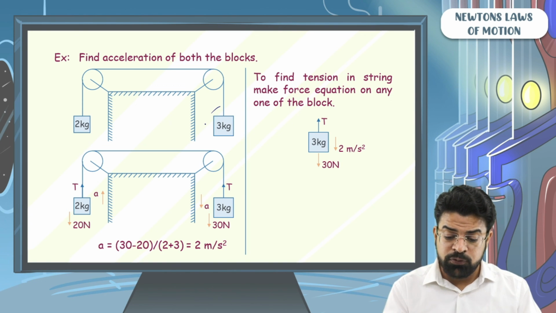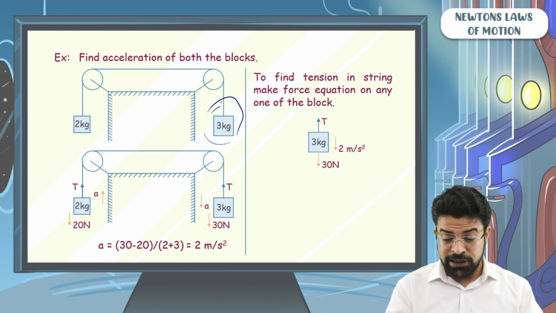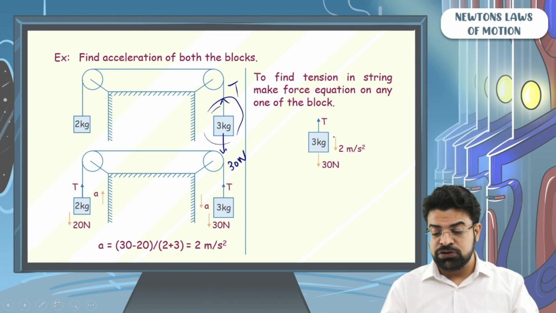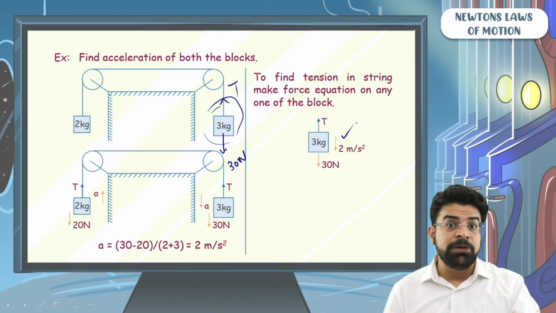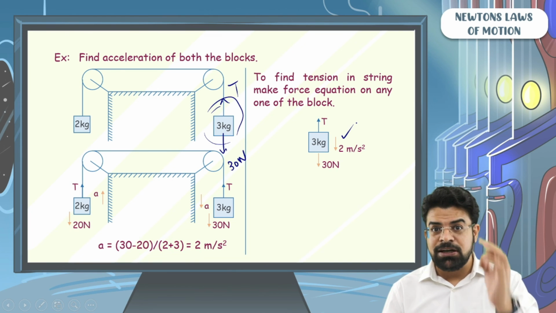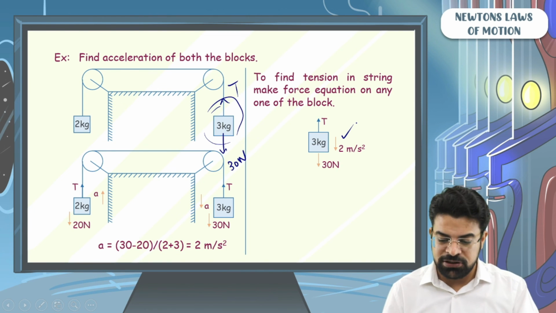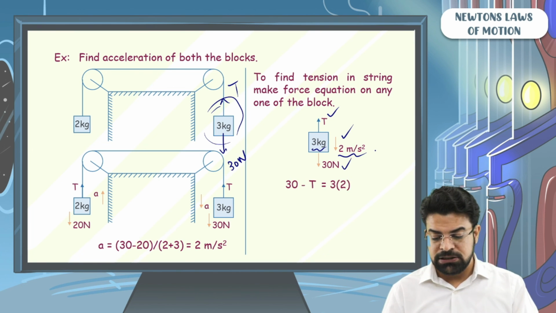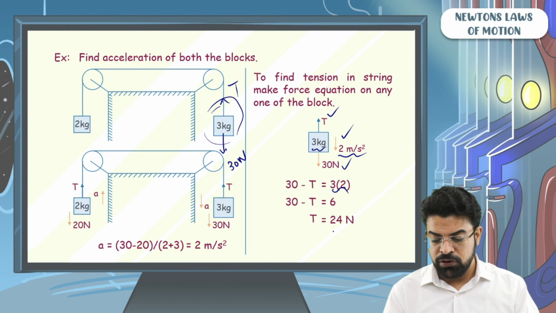If we look at the forces on the 3 kg block, there is a force of tension upwards, yes sir. There is a force of gravity 30 Newton downward, yes sir. And under the influence of these two forces, it is going down with an acceleration of 2 meter per second square. The net force in the direction of acceleration equals to mass into acceleration. So we will write 30 minus T equals to 3 into 2. So 30 minus T equals to 6, or T has to be equals to 24 Newton.